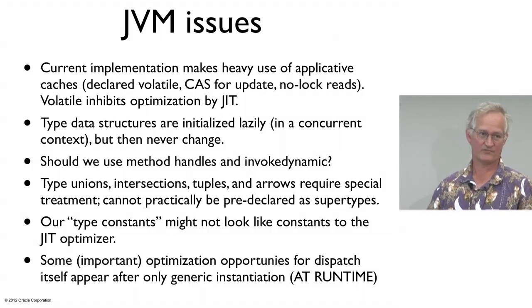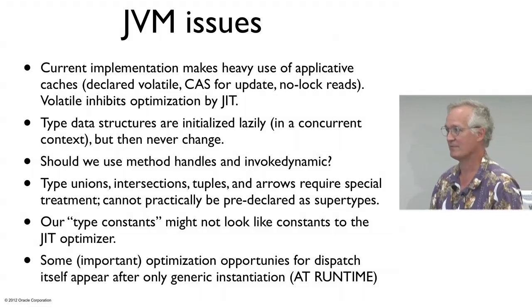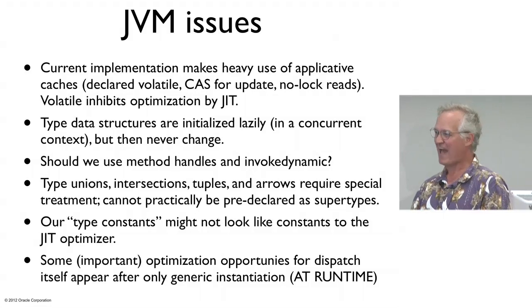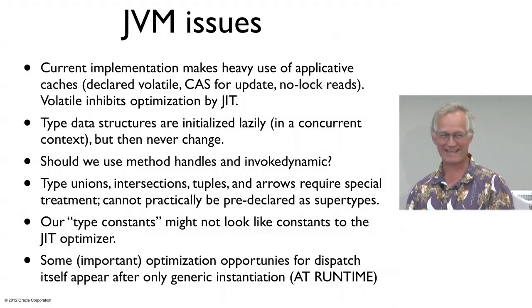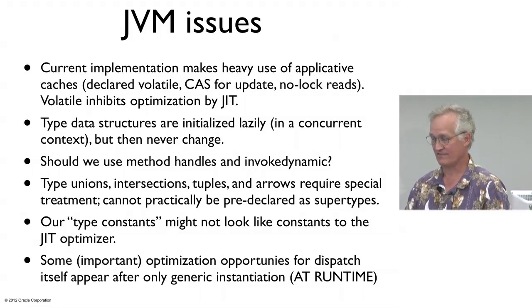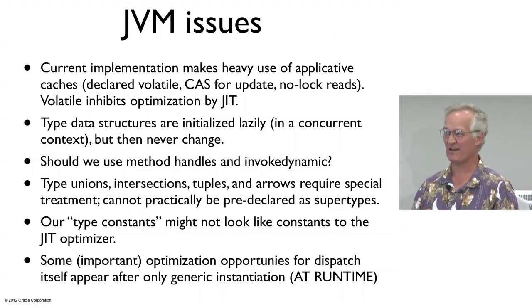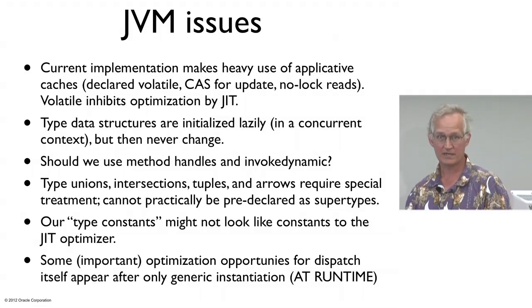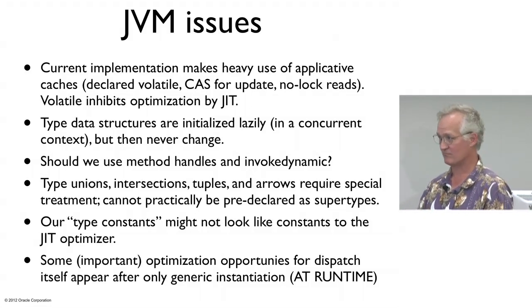Our types are not Java types, and type unions and intersections and tuples and arrows have vast numbers of supertypes, and we cannot pre-declare them. And so we're outside of the JVM there. And similarly, our type constants might not look like constants to the JIT optimizer, to whatever optimizer is in there. And so our instanceof test will not then make the following checkcast go smoothly. We would like that, but we don't have it yet.